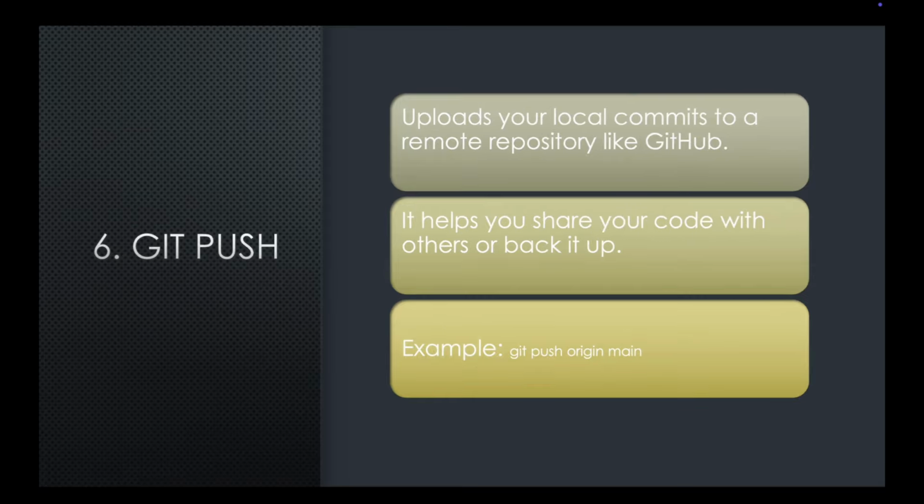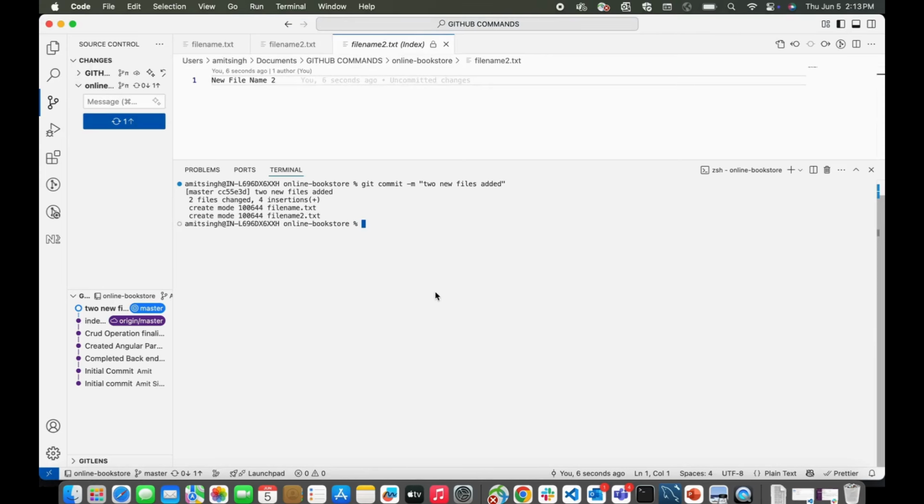Okay, now if I want to push it to the remote, our next command is git push, which is used to upload all your local repo changes to your remote repository. It helps to share your code with others also, because once I have pushed it to the remote, anyone else can access it. Until and unless it is pushed to remote, no one else can access it.